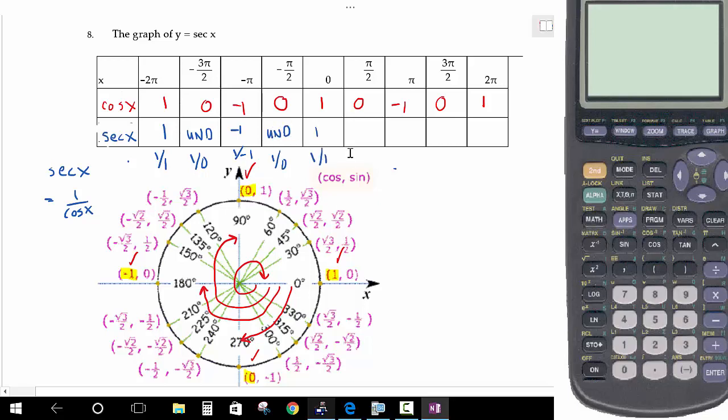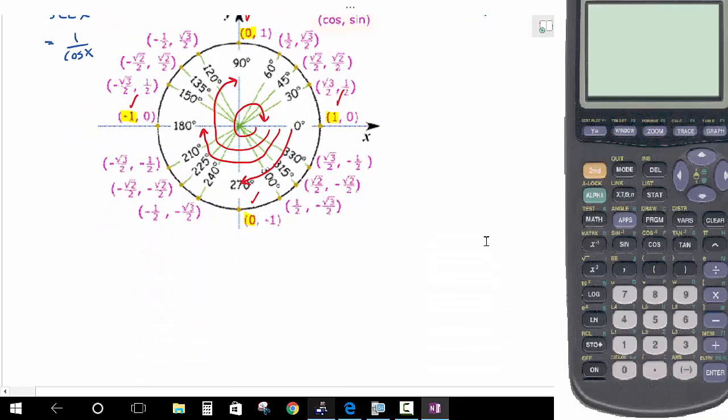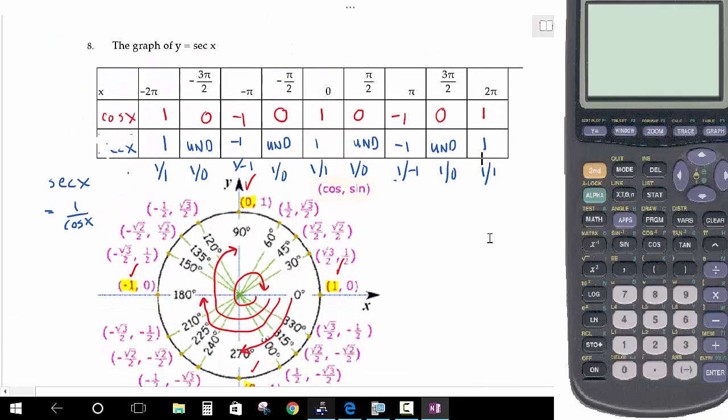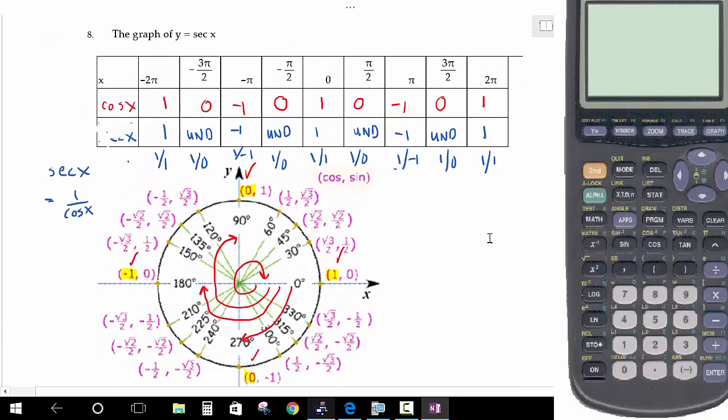1 over 1 is 1, 1 over 0 is undefined. 1 over negative 1 is negative 1, and so forth. Okay, so that's how you crunch out a secant. That's the key thing. Now the graph of the secant is going to be very similar to the graph of the cosecant. All right, now I'm going to continue to the next page here.